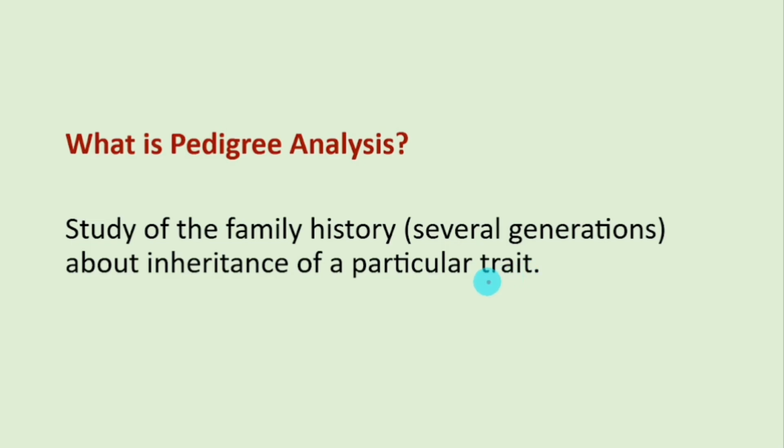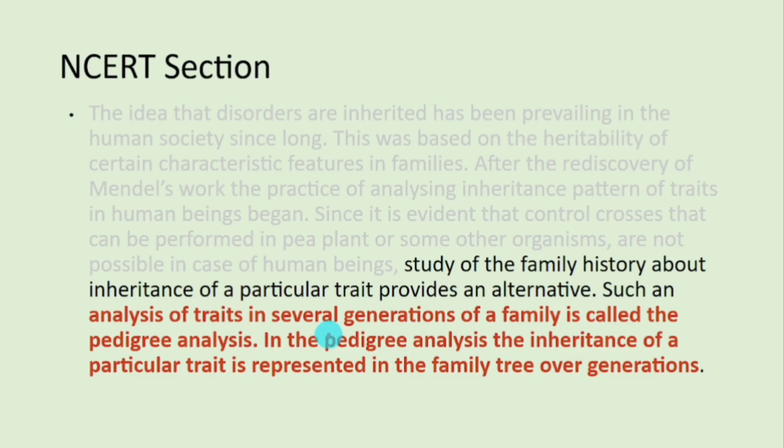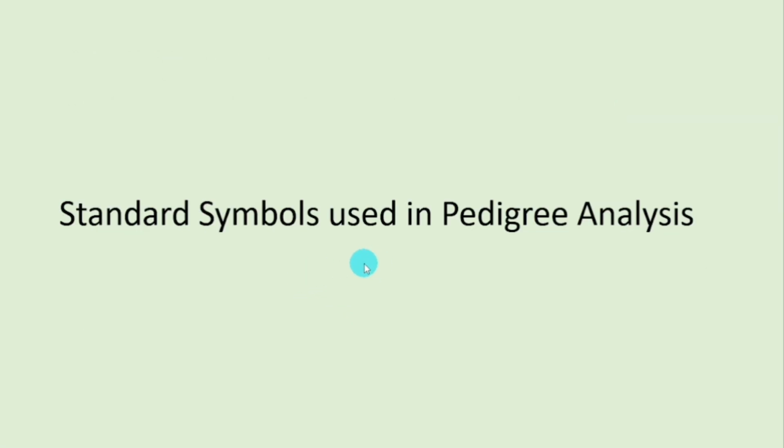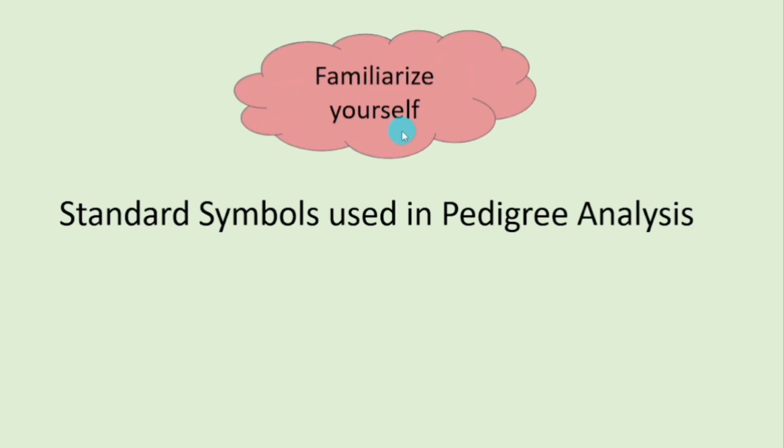So pedigree analysis involves study of family history over several generations about inheritance of a particular trait. Okay, several generations. This is important. So now we will understand the symbols, how to represent individuals and family members in pedigree chart. So first things first, familiarize yourself with the standard symbols. The moment you see the symbol, immediately the relevant term should flash in your mind.